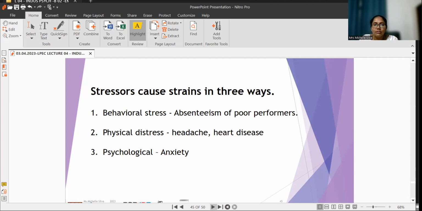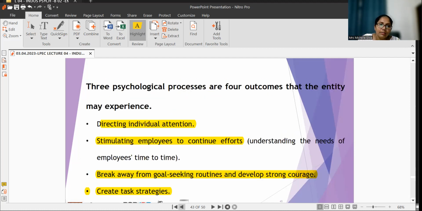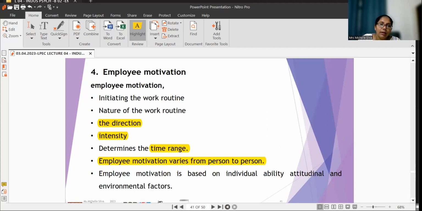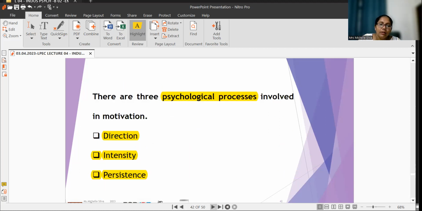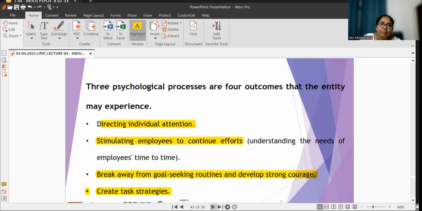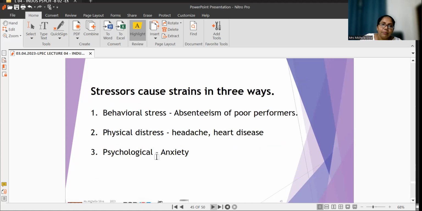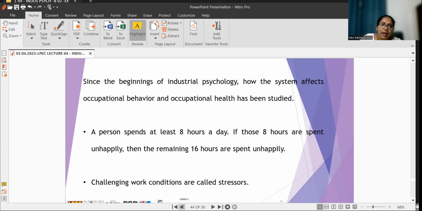So the very next important concept, the fifth important concept. Write down. Fifth one is occupational stress. Before that, write down number 5 and write down occupational stress.